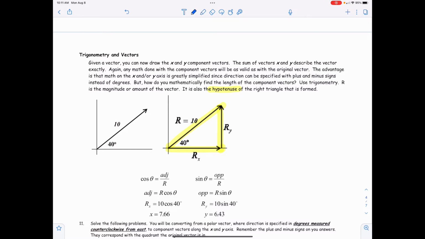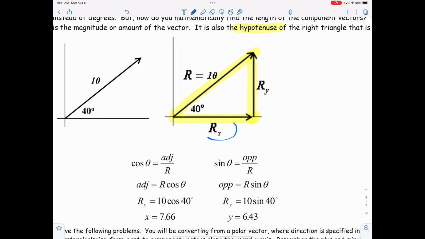Now, you'll notice that the cosine is going to be adjacent. I'm going to write this as the adjacent side, and I'm going to write this as the opposite side. And it's the adjacent side, Rx, over the hypotenuse, R. Sine would be the opposite side, Ry, over the hypotenuse, R.